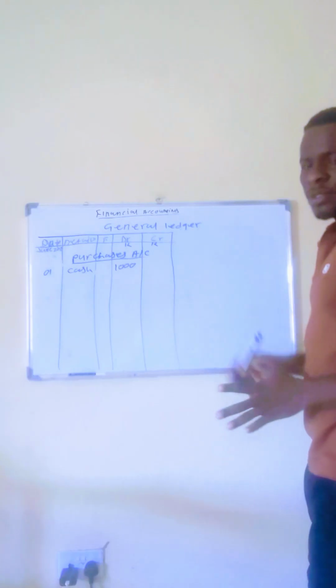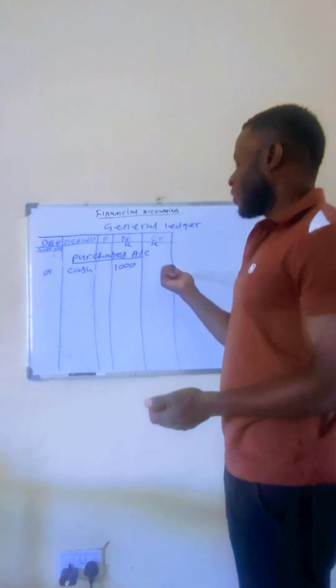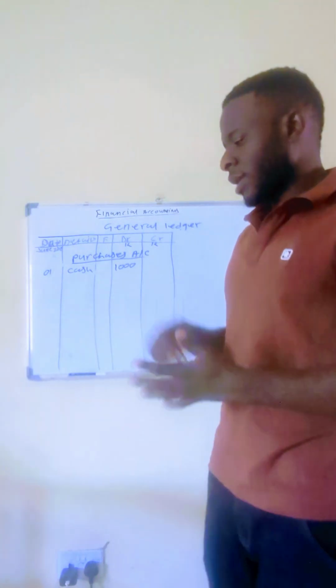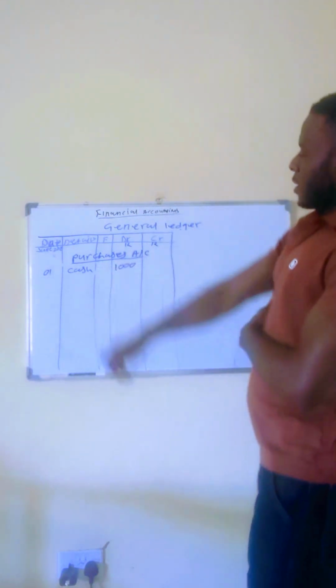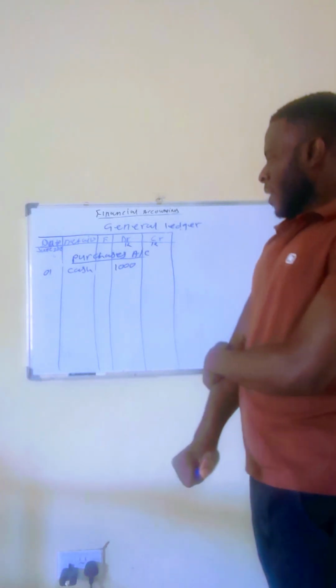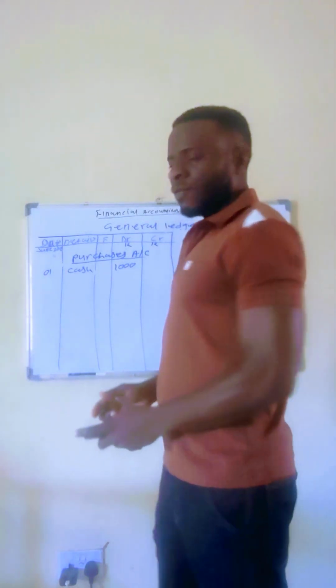Here you indicate the currency according to the country where you live. Here in Zambia they use Kwacha, in Ghana they use Ghana cedis, in Nigeria they use Naira, in South Africa they use Rands. So you indicate that, and then you balance this account.